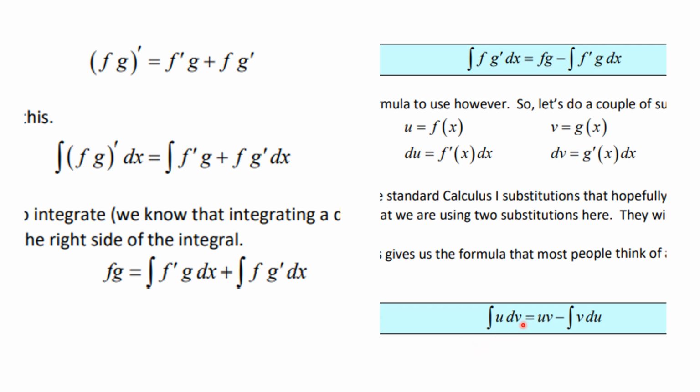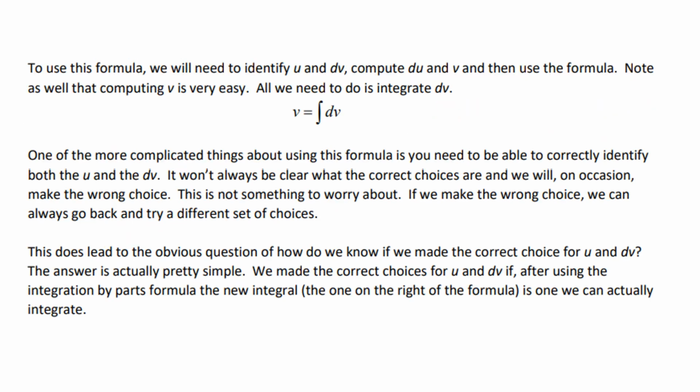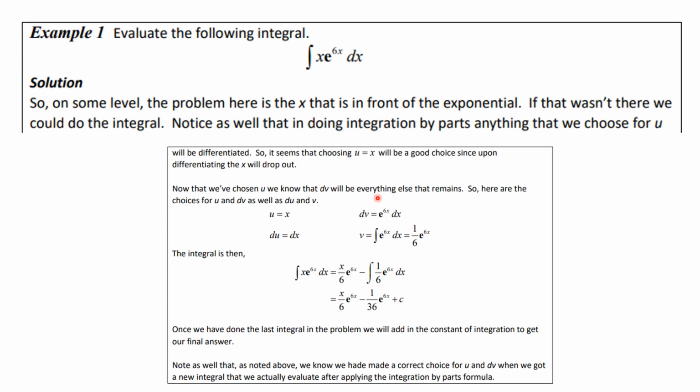You pick u and everything else is dv. You pick dv and everything else is u. Okay, so to use this formula you have to identify u and dv and use the formula. And it's sometimes complicated because you say, well, which do we let be which? Well, some of it will come with experience, but you know you've made the correct choice if at the end of the integration by parts formula, the new integral, the one on the right of the formula, is one you can evaluate effectively. So let's look at the example.